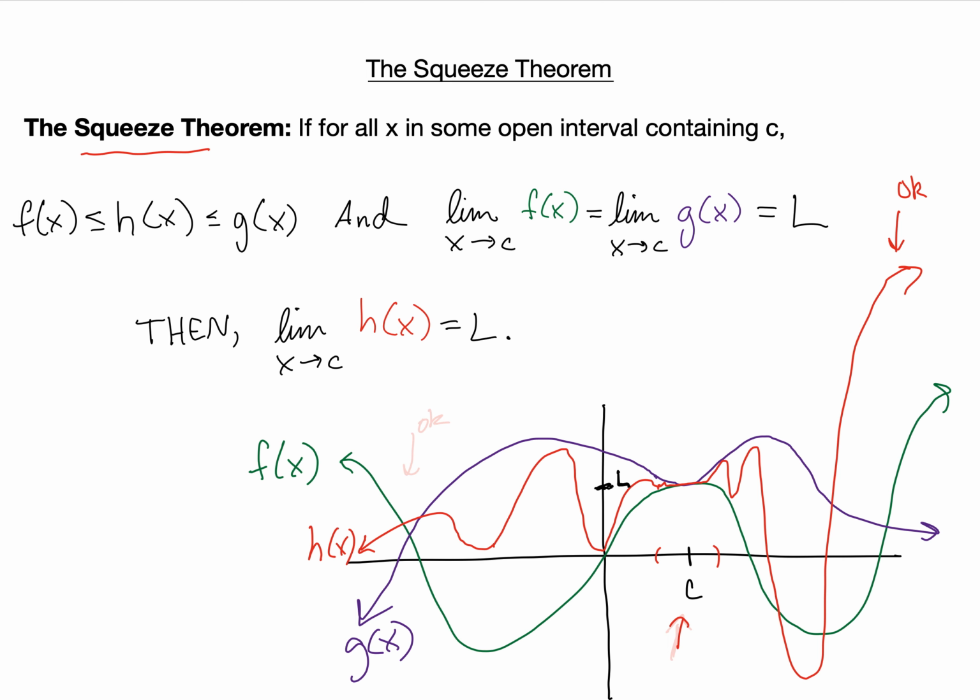It's also required that over that interval, f of x is less than g of x, or the other way around, but it's okay again if they switch places at some point. That's okay. It doesn't have to be that f of x is less than or equal to g of x everywhere. It just must be true in that interval containing c. So let's look at an example.